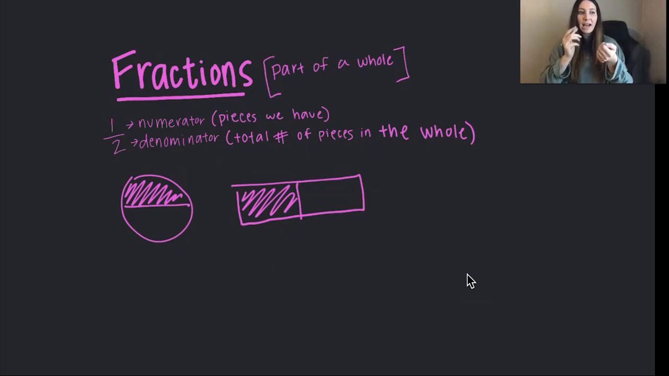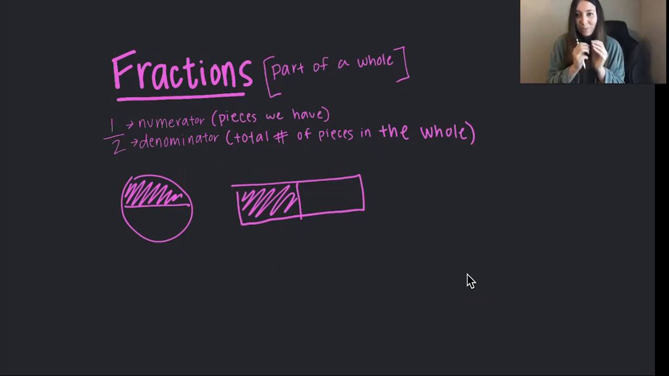So let's say I don't have a whole cookie. Let's say I break that cookie into two parts. I need two pieces to make one whole. That's what we see in this denominator here on my screen. If I only have one of those pieces, that means I have one half.